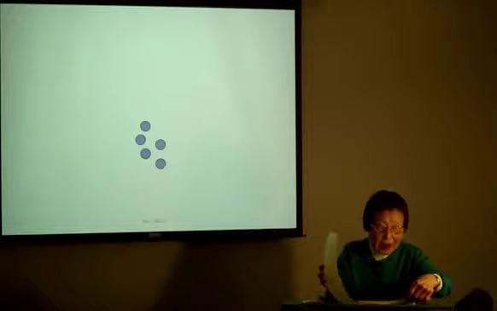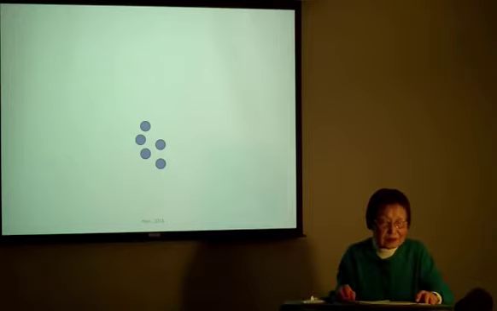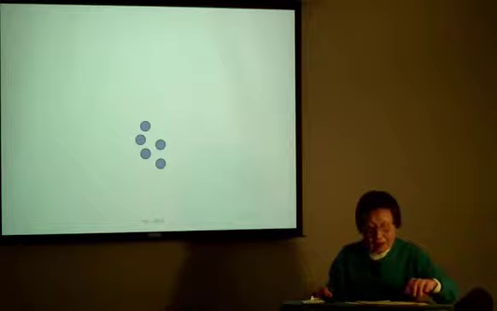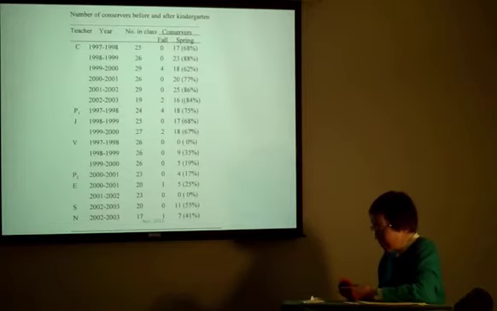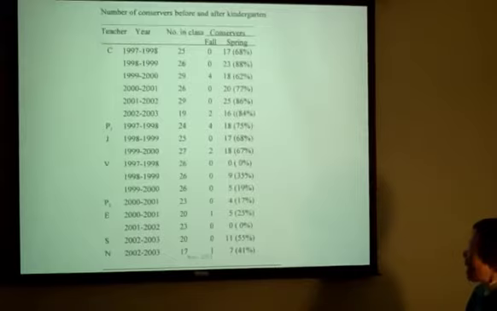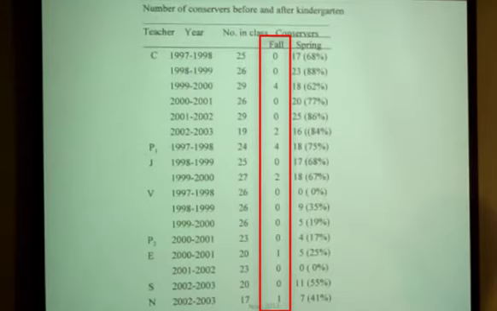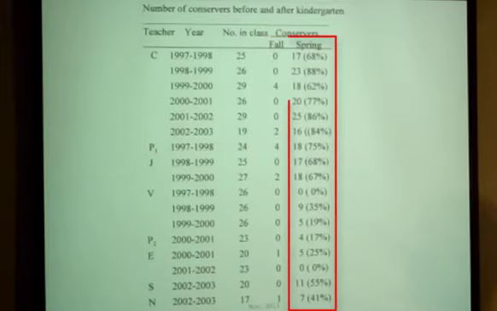So now the question that I would like to address next is, if number concepts cannot be taught directly, is it possible to teach them to children by encouraging them to think? And here's some evidence that shows that it is possible to teach number concepts indirectly. This table has to do with children who conserved before and after kindergarten. So here is the fall, the number of children who could conserve at the beginning of the kindergarten year, and here are the number who could conserve at the end of the kindergarten year.